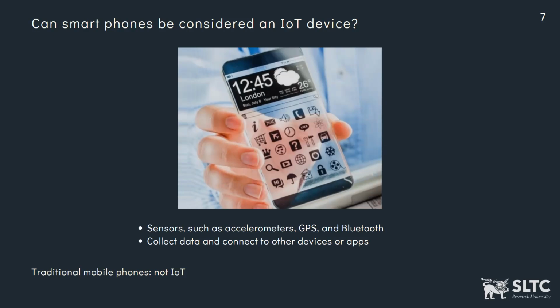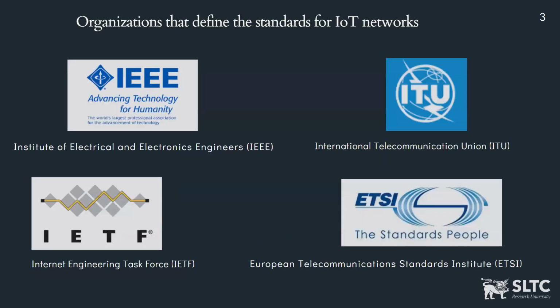So the smartphone has GPS connections, it has Bluetooth, Wi-Fi, and therefore it has the ability to connect to the internet. And by using all these services, it can even estimate its own location, like by using the GPS sensor and so on. So it is a very good example of an IoT device, but the traditional mobile phone is not an IoT device.